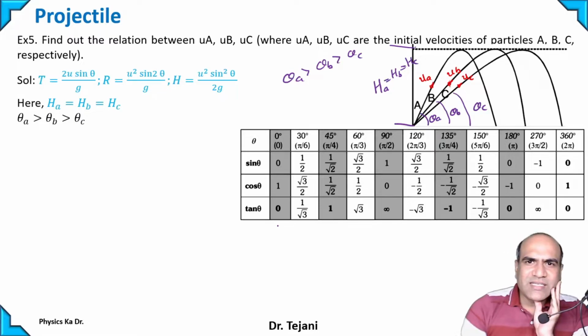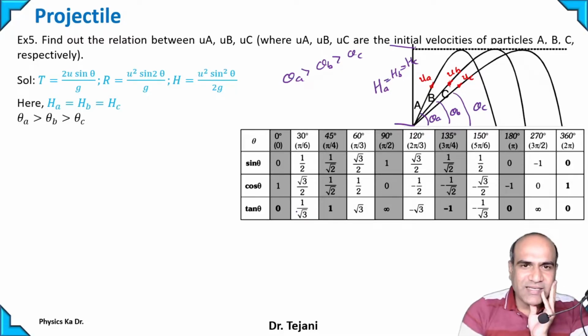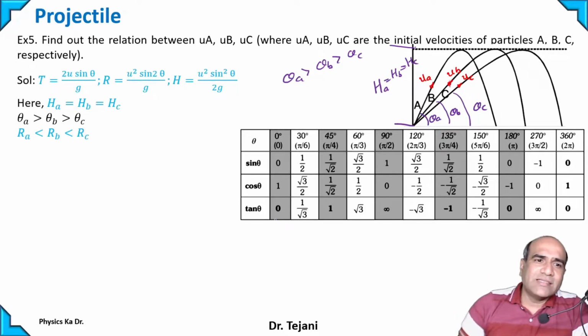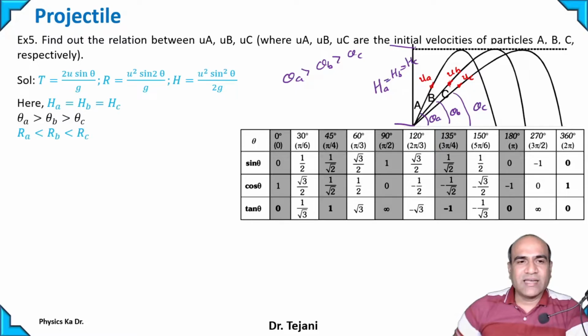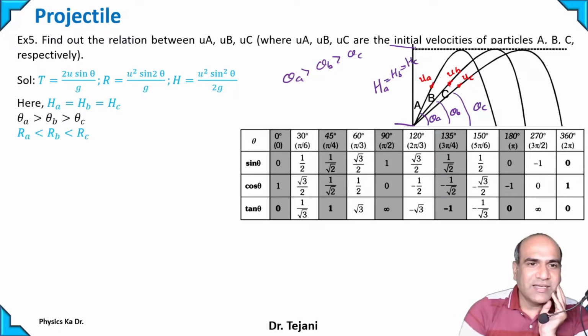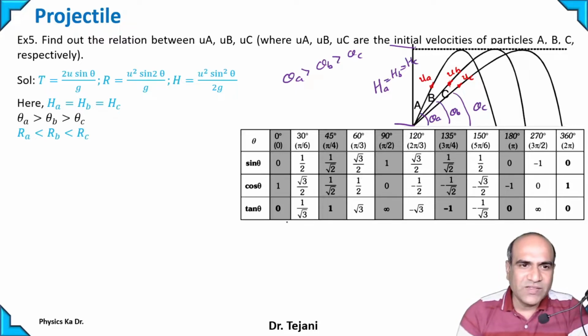Second, it is given that theta A is greater than theta B is greater than theta C. Another is given: RA is less than RB is less than RC. So these three things are given.